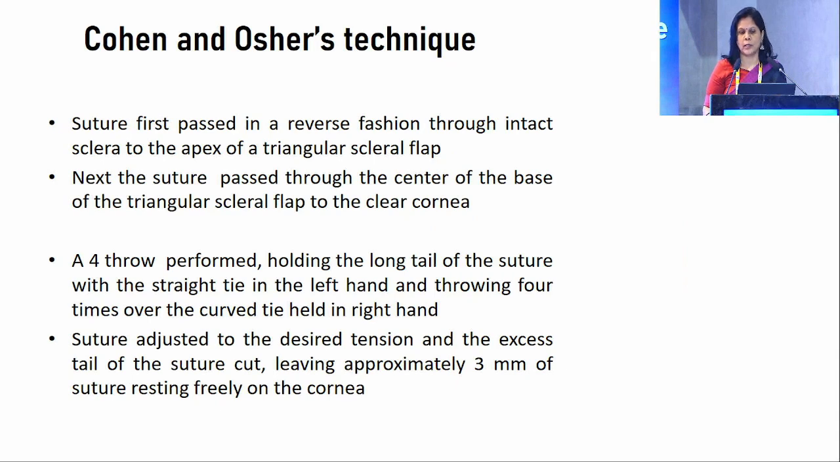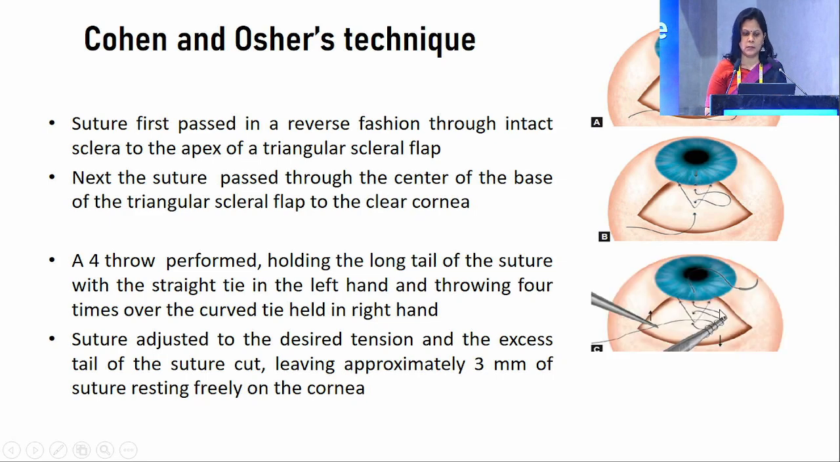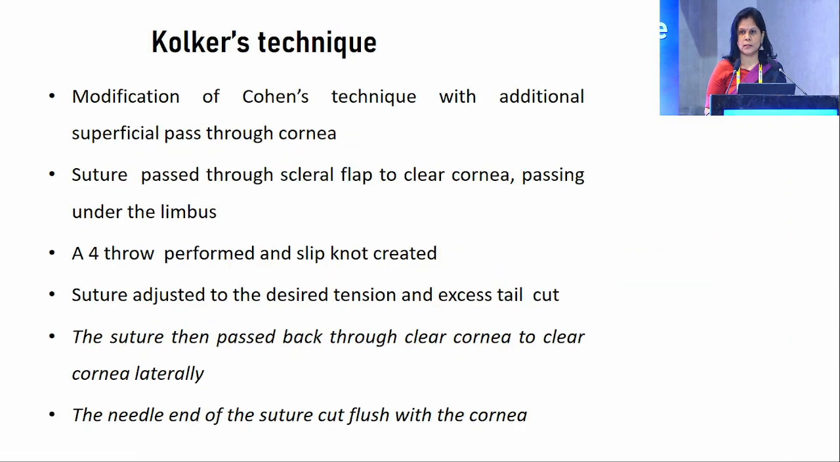Now this is the Cohen and Osher technique. Here the suture is first passed in a reverse fashion through intact sclera and through the triangular flap. Next the suture is passed through the center of the base of the triangular flap. Then a fourth throw is performed. After that the suture is adjusted to the desired tension, and approximately 3 mm of the suture lies freely on the cornea.